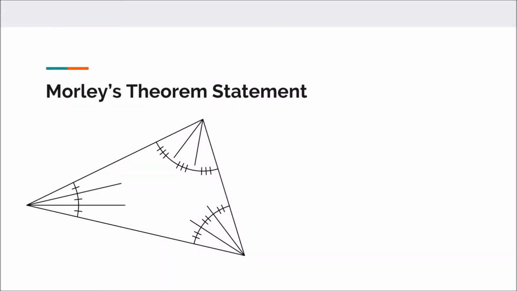Now that we have proven the necessary theorems, it's time to move on to the full proof of Morley's trisector theorem. The following is the statement of Morley's trisector theorem.